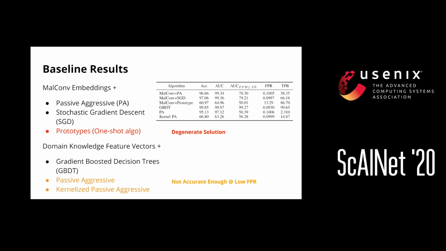We also attempted the passive-aggressive algorithm on the domain knowledge features, because we want to actually have a reason for using MalConv. We don't want to use it just to say that we're doing deep learning. Training the passive-aggressive algorithm on the original features at first glance seems to have comparable accuracy in AUC, but when you adjust the decision threshold to get a false positive rate of 0.1%, the true positive rate drops to 2%. And the kernelized version of passive-aggressive really doesn't do much better. So these three options are immediately off the table.